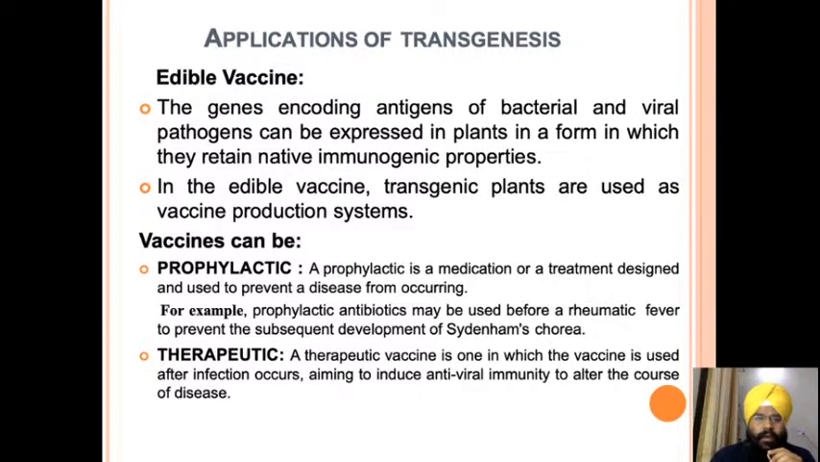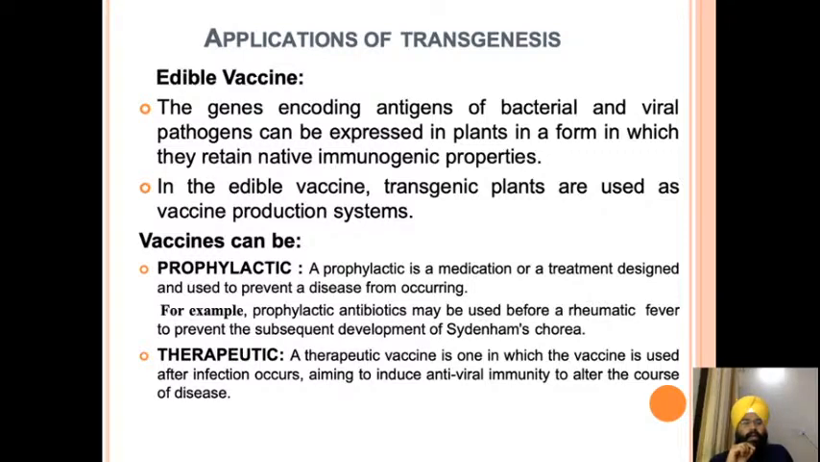So there are applications of transgenesis, that is, edible vaccines. The genes encoding antigens of bacterial and viral pathogens can be expressed in plants, in which they retain native immunogenic properties. So with edible vaccines, transgenic plants are used as a vaccine production system. Recently, people have started to produce vaccines in plants instead of in bacteria or other cells, and they could act as your edible vaccine. So instead of getting a shot, you just have to eat the plant.